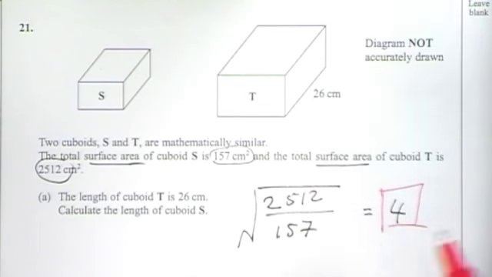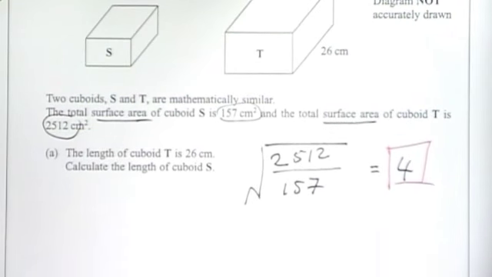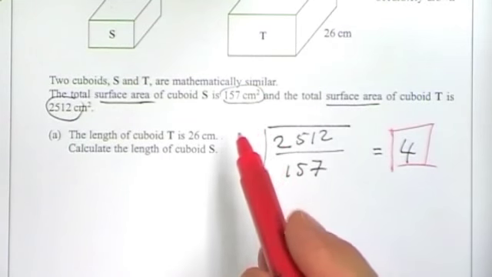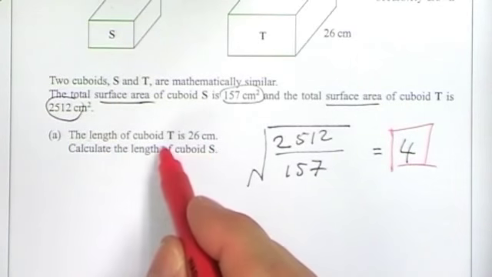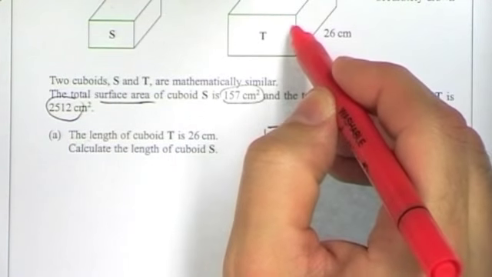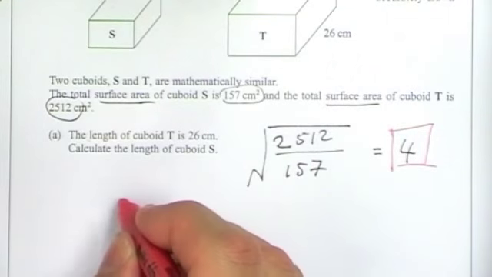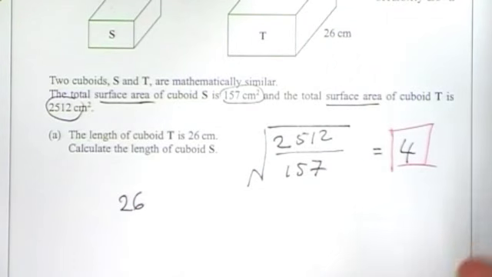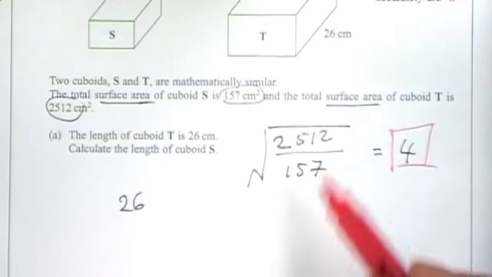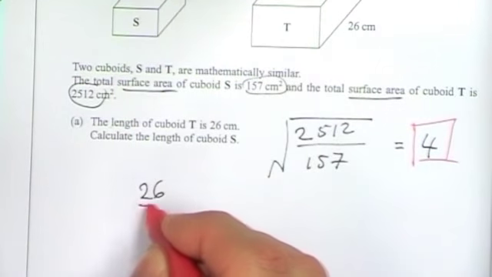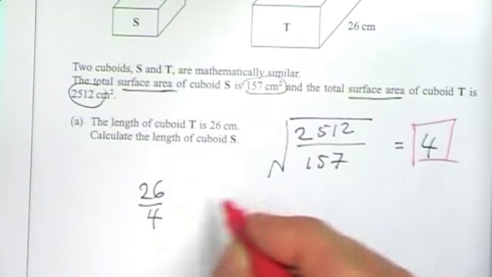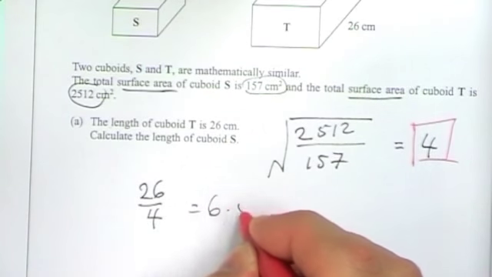So part A, once we've found the scale factor, the rest of it's quite easy. The length of the cuboid is 26, so we're talking a length here, and this is cuboid T, that's clearly the bigger one. So I take the length I've been given, which in the question is just 26. Am I going to multiply or divide by the scale factor? T is the longer length, so I need to divide by the scale factor to get the shorter one. So it's 26 over 4, and that comes to 6.5.